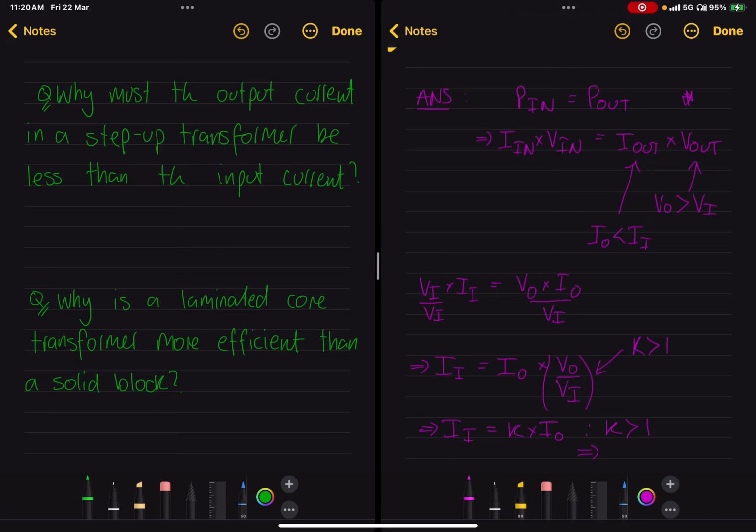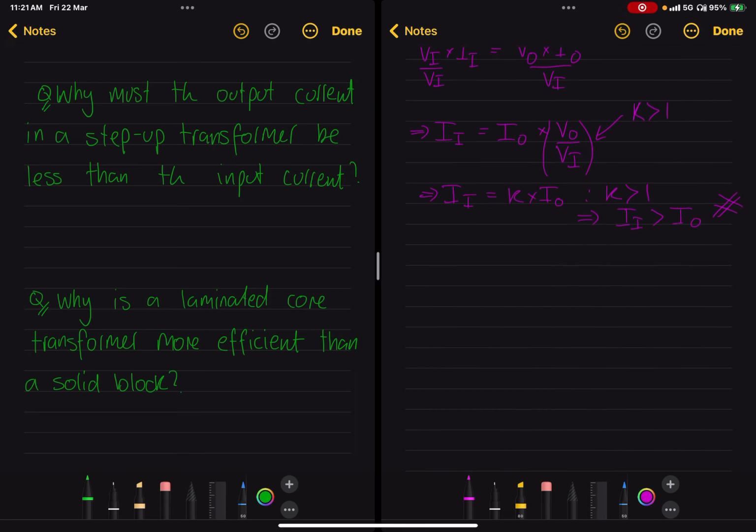If you have K greater than 1, so let's say K is 2, that means the current in is 2 times the current out. That means the current in is double the current out, right? So this means that I1, the current in, must be greater than the current out. So this is how we can demonstrate this mathematically. We don't necessarily need to do the full proof to understand this, but it can be done.